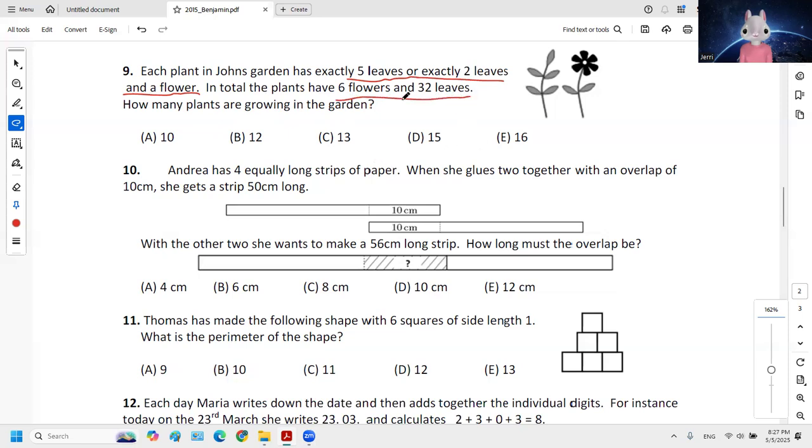Here, there are 6 flowers, which means that there are 6 of these plants. 6 times 2 equals 12. 32 minus 12 equals 20. So there are 20 leaves left for these kind of plants.